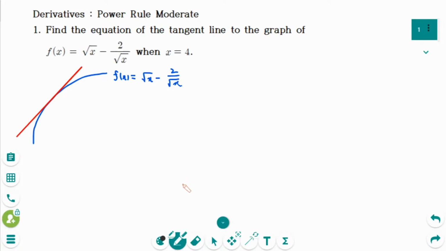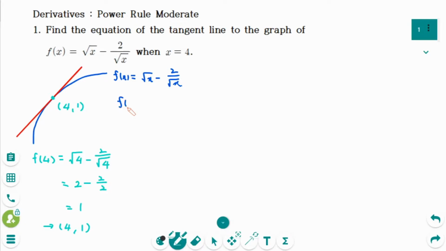To find the point on the graph of f, evaluate the original function at x equals 4. So f of 4 equals square root of 4 minus 2 over square root of 4, equals 2 minus 2 over 2. So 2 minus 1 equals 1. So f of 4 equals 1 means (4, 1). So here, the tangent point is (4, 1).